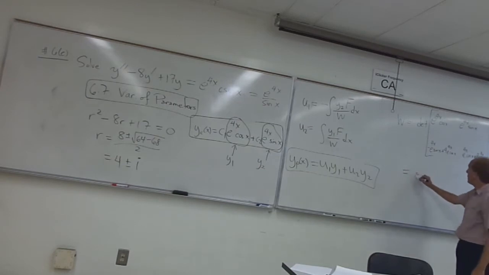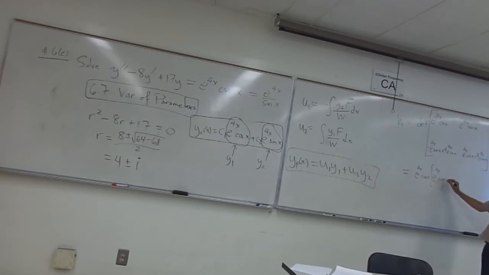So I'm going to write down e to the 4x cosine x times the quantity e to the 4x cosine x plus 4 e to the 4x sine x. Okay, and then minus e to the 4x sine x times negative e to the 4x sine x plus 4 e to the 4x cosine x. It takes just a little bit of patience to get this right.